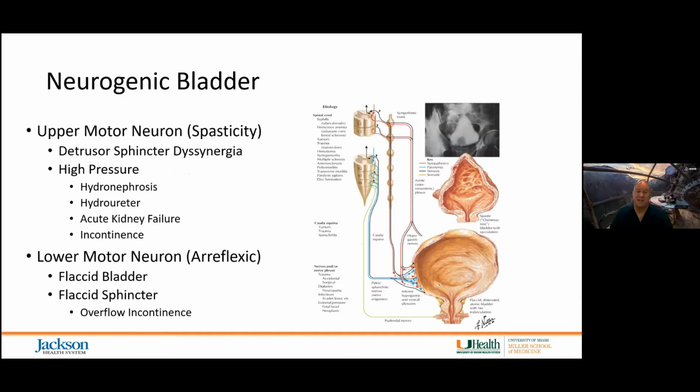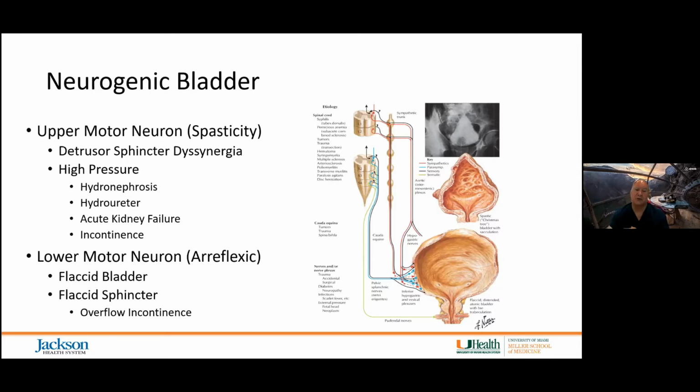So that being the normal physiology, let's talk a little bit about the abnormal influences of a spinal cord injury. If you have an upper motor neuron spinal cord injury, you're going to have spasticity. Spasticity is mediated both at the detrusor as well as the sphincter, and so you have detrusor sphincter dyssynergia, generating a high pressure bladder. That is going to cause vesicoureteral reflux, because when you contract both sphincter and bladder, the urine can only go one way. Subsequently, we see hydroureter, hydronephrosis, acute renal failure, and death in some circumstances, which is suboptimal.